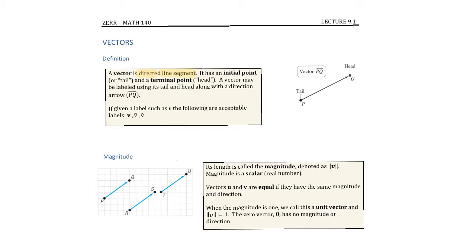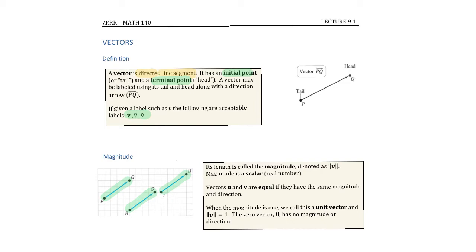And so we have an initial point, sometimes called the tail, and a terminal point, sometimes called the head. A couple of different ways of indicating that you're talking about a vector: bold print, a little arrow over it, or sometimes a hat. Vectors are considered equivalent if they have the same length and the same direction.